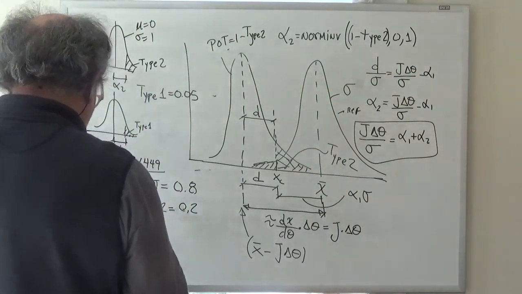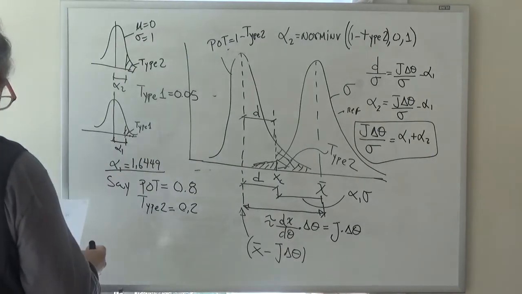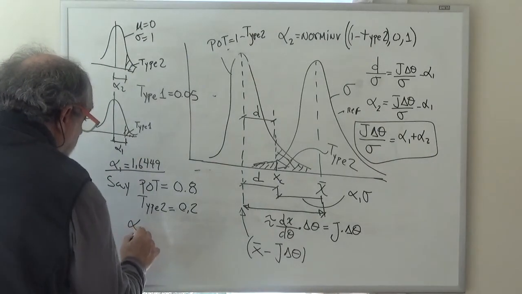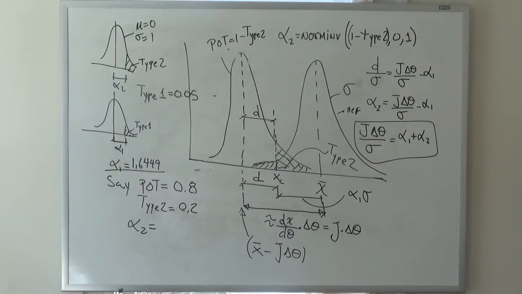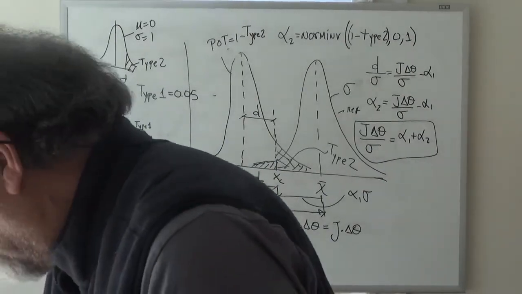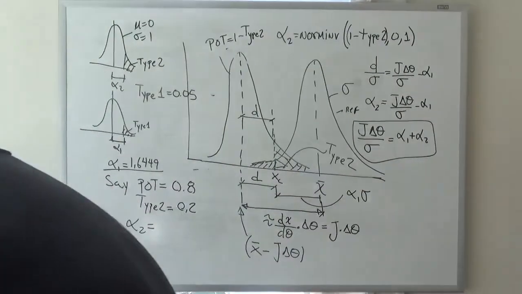And in that case, what you find is that alpha 2 is, let's see, I thought I wrote it here, but I guess I did not. I have it somewhere else. Gosh, where did I put it? Sorry.